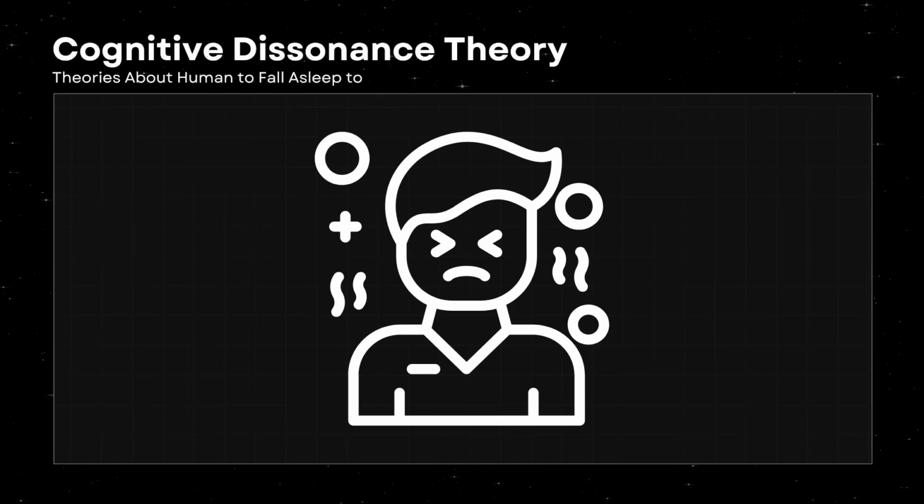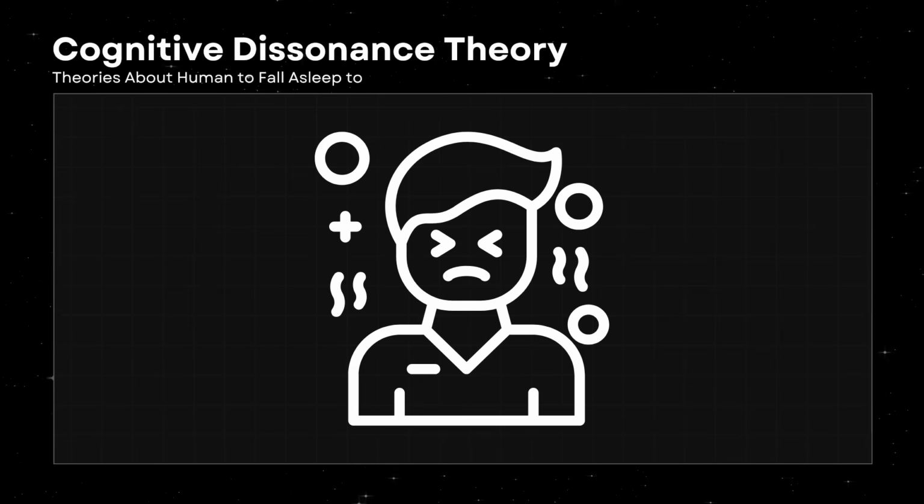The $1 group had very little reason to lie. So to reduce the conflict, they convinced themselves the task wasn't so bad. The $20 group had a clear reason: money. They didn't feel the same need to adjust their beliefs. This shows how people can change what they believe to match what they do, especially when they can't find another way to explain the gap.